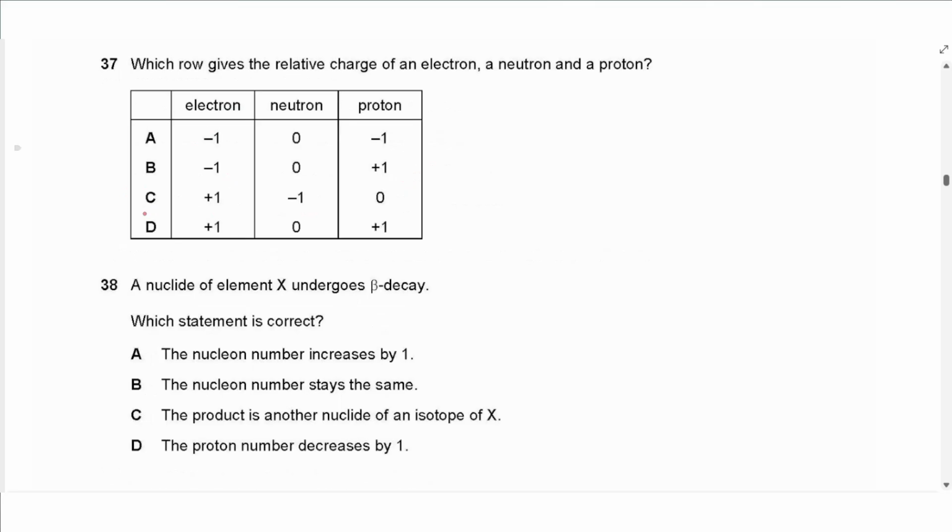Question 37 says, which row gives the relative charge of an electron, a neutron, and a proton? So an electron is -1, neutron is 0, and a proton is +1. So the correct one here is B.